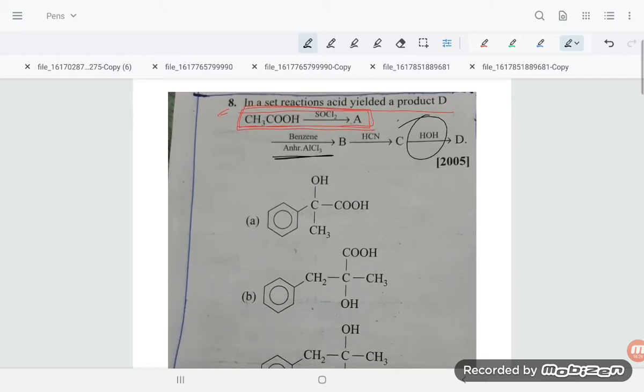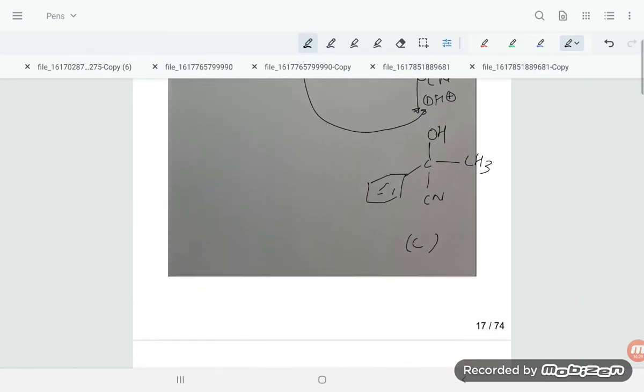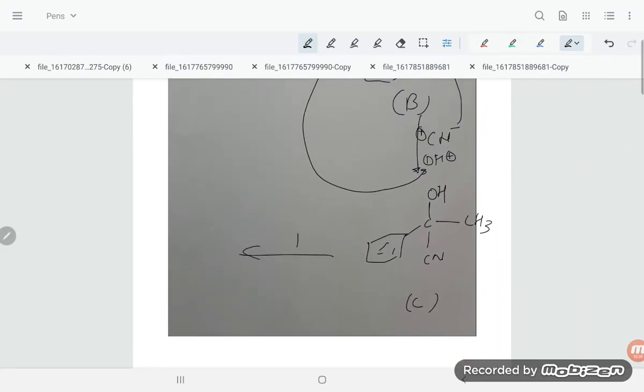What product can we get, students, if you are hydrolyzing with HOH, water? This will convert into the carboxylic group. Let us see what the product will be. Downside, it will be the benzene ring, no problem. Here will be the CH3 group, no problem. Here will be the OH group, nothing you can do. Whatever cyanide group is there will convert into the acid. So this will be our answer to D.